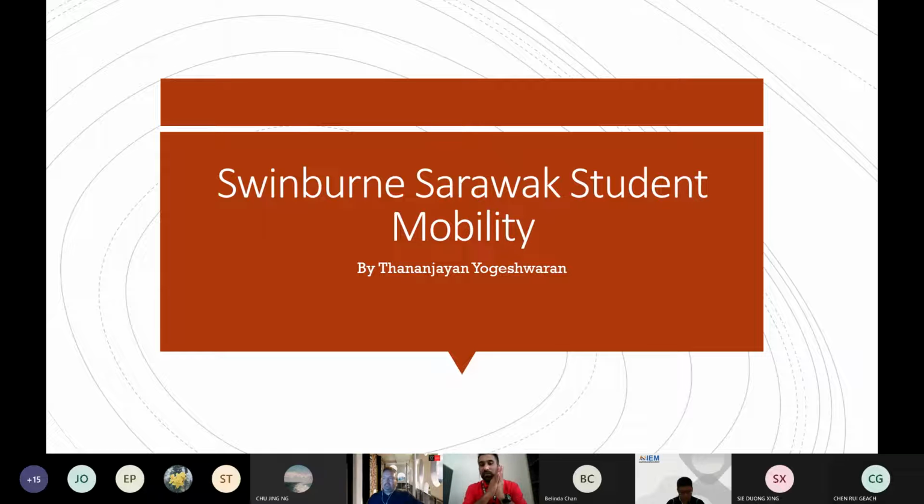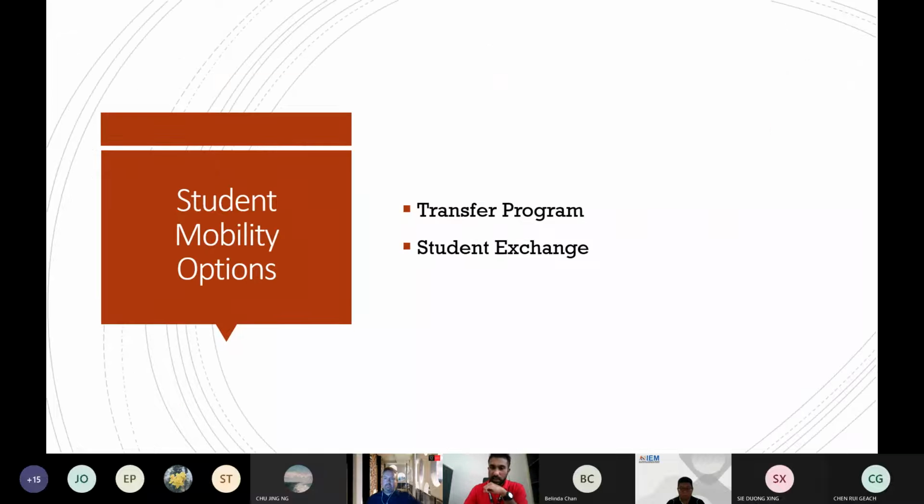I will go through in detail about both the options that we have for students who are planning to transfer over to Swinburne, Australia, or planning on spending a semester in Melbourne campus. These are the two options that students have. One is the transfer program, and the other one is student exchange program. Today's event, we will go in detail about student exchange.